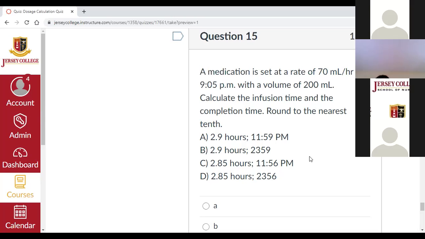You can't go into military time because we started with standard time. So you have to stay with standard time unless it tells you otherwise. Okay, thank you. And then number 4, please. Number 4. Yes.